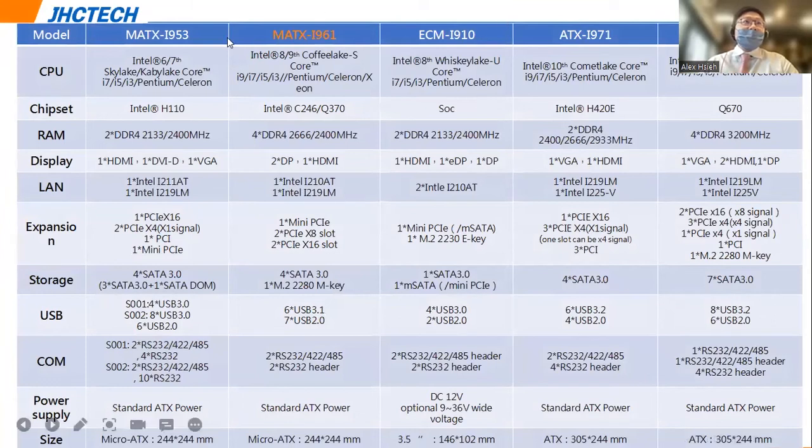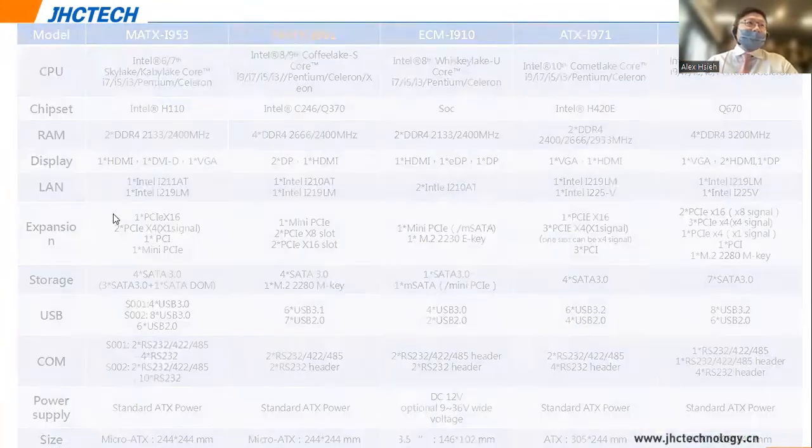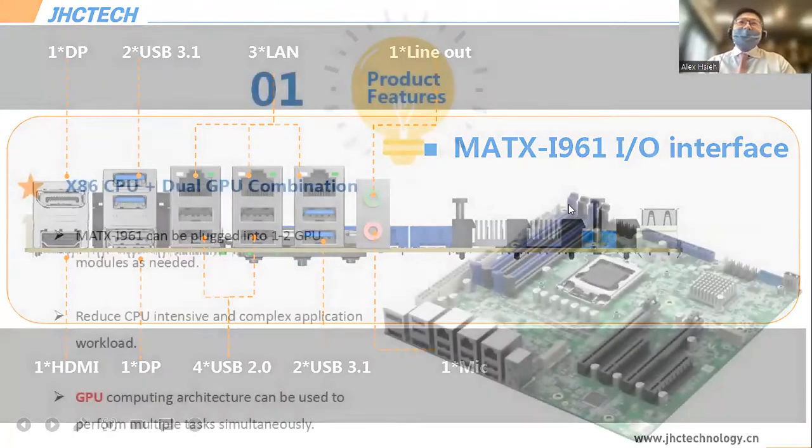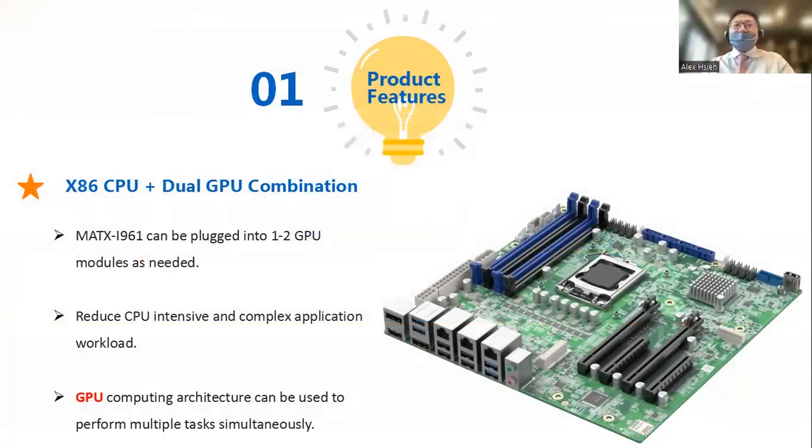From the table, one point to remember is that Intel 8th and 9th generation Coffee Lake CPUs are supported, and the MATX size standard. It has a very thin I/O interface, but it supports DisplayPort and HDMI, because in late-generation CPU designs they focus on DisplayPort. At that time, DisplayPort and HDMI were both common.